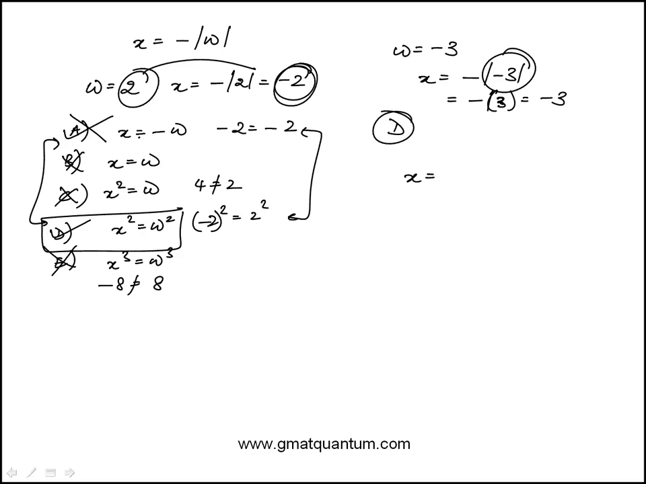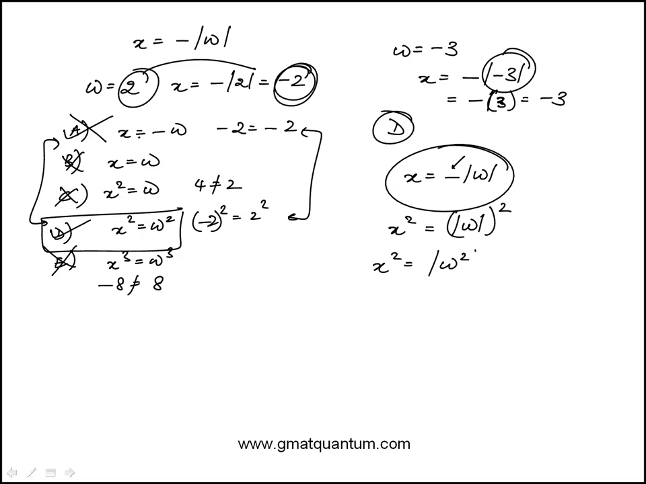Certainly you can go in a more general way, but that would require you to look at the answer choices and see the squares and the cube. So if you square this, that minus goes away. It becomes the absolute value of w, squared. And then this is the same as the absolute value of w, squared, and that's just w squared because that's a positive number. So that is the same as answer choice D.